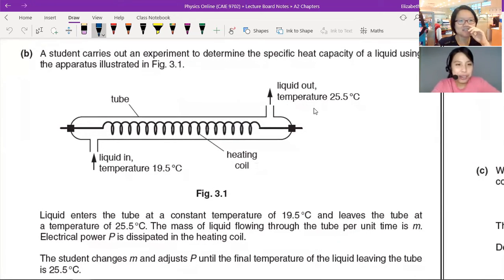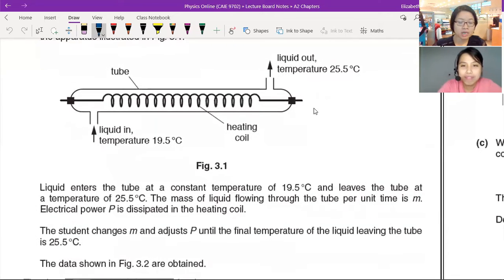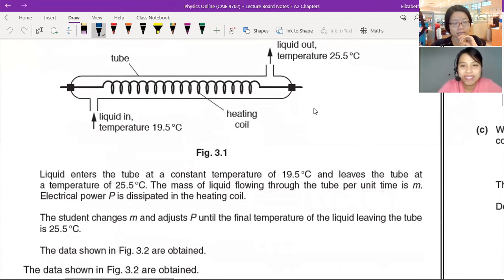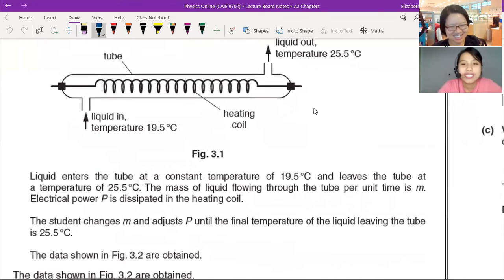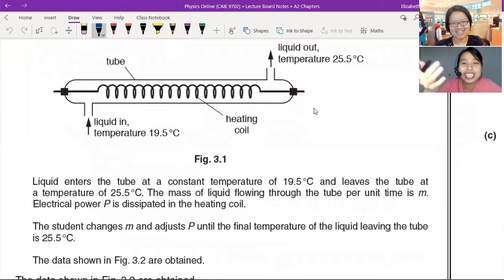Okay. So here, a student carries out an experiment to determine the specific heat capacity of a liquid using the apparatus. They don't even bother to draw the circuit for you. By the way, do you know why I draw a circuit or not? In case they ask you in paper 5. Miss, what is paper 5? You stay tuned. You have to design this whole experiment. Hang on tightly, we will reach there.